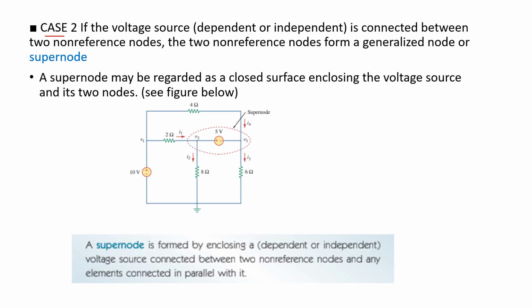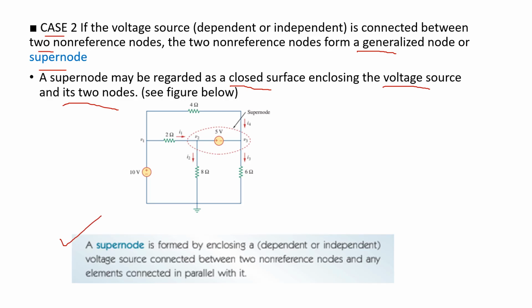For case 2, if the voltage source, dependent or independent, is connected between two non-reference nodes, the two non-reference nodes form a generalized node or a supernode. A supernode may be regarded as a closed surface enclosing the voltage source and its two nodes. If you look at the figure below, you have a 5-volt source between non-reference nodes 2 and 3, and therefore a supernode will be formed.